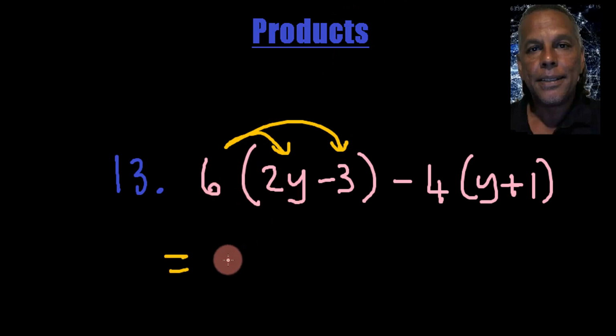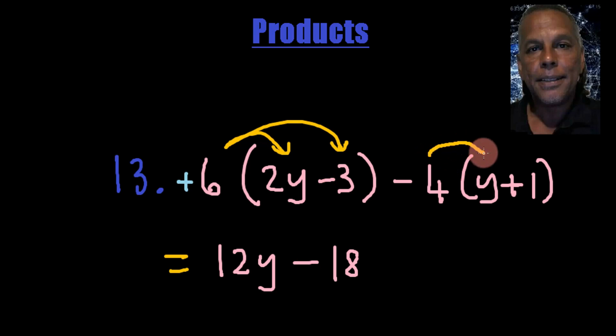So 6 times 2y is 12y. Then we have a minus, and 6 times 3 is 18. Of course, we do have a plus here in front of the 6 that we don't write, and a plus times a minus will give us a minus. Now we're going to multiply the negative 4 into the second set of brackets. So negative 4 times y is negative 4y. A minus times a plus is a minus, and 4 times 1 is 4.